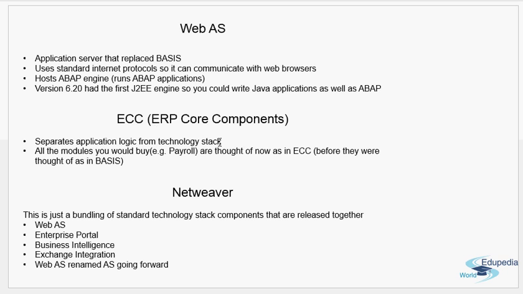Then what is ECC? ECC stands for ERP Core Components. It separates the application logic from the technology stack. All the modules you would buy, for example payroll, are now thought of in ECC, whereas before they were thought of as part of basis. Earlier, SAP had only basis. Whatever functionality it provided was all in basis only. But right now, all these modules are separated, and SAP terms this ECC.